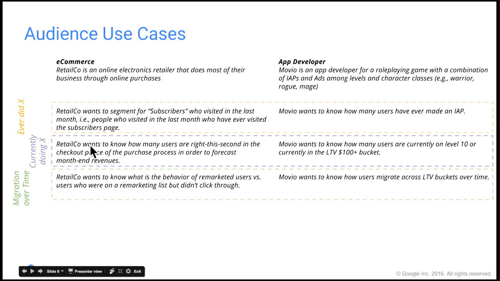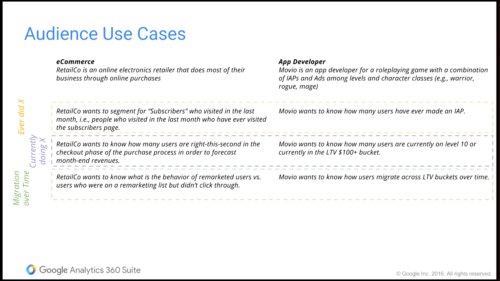All right, let's take another example. So in addition to being able to do definitions like ever did some action, there are a number of use cases where we want to know how many users right now are in the checkout phase of the purchase process, but have not yet checked out. And today, it is sort of possible to do with segments in some cases, but if we want to then go target them, there are some weird negative use cases. We have to create multiple audiences to do it.